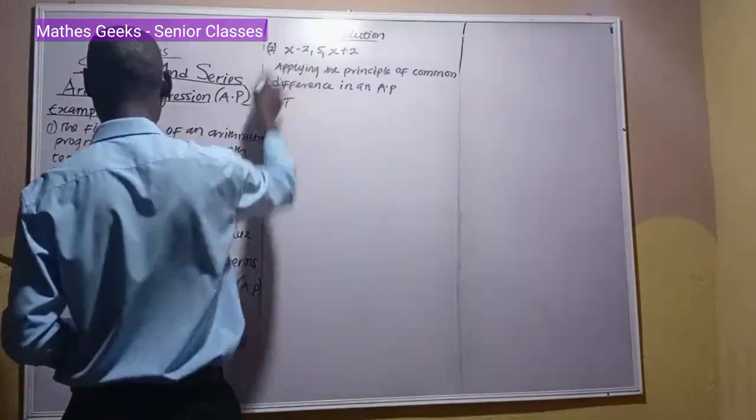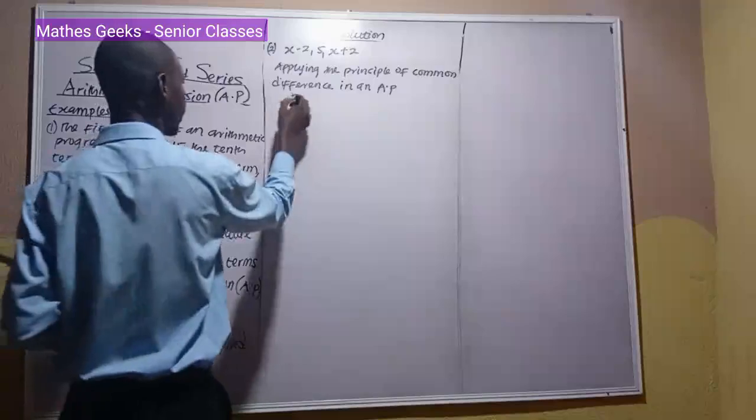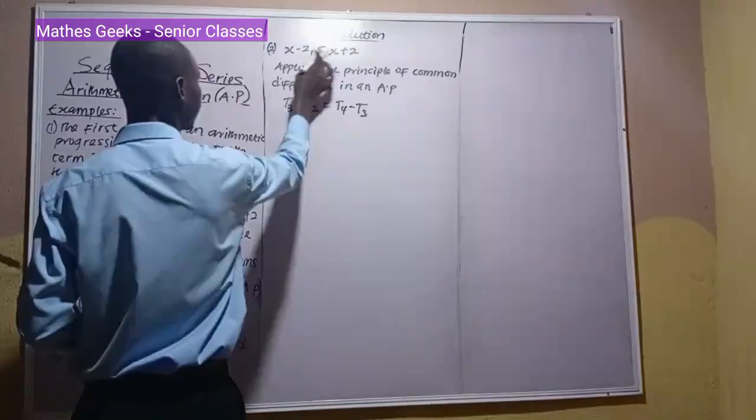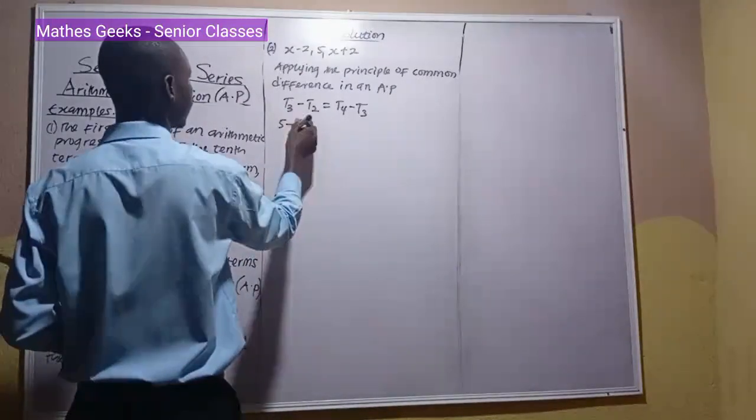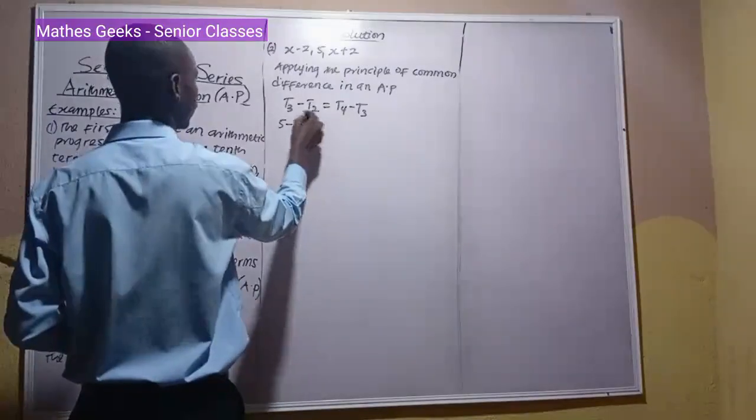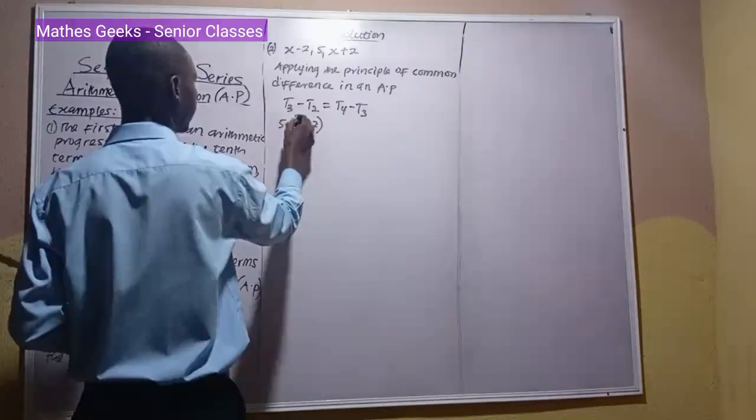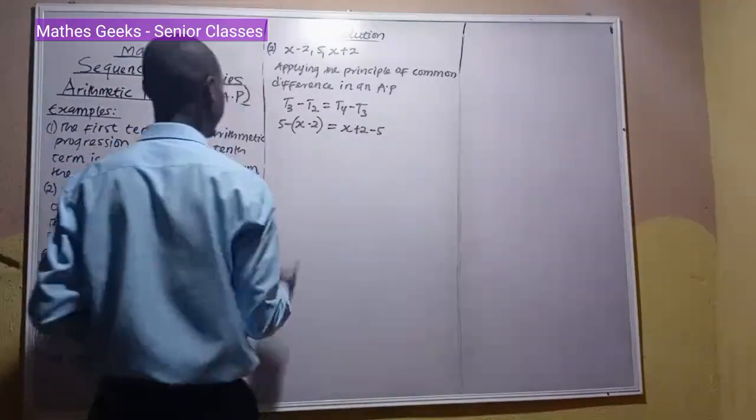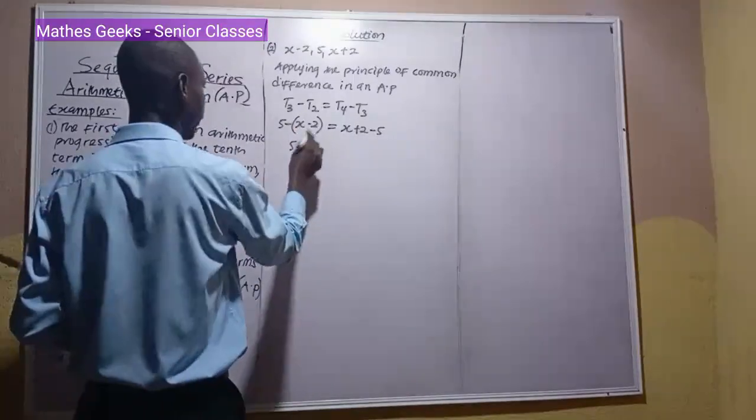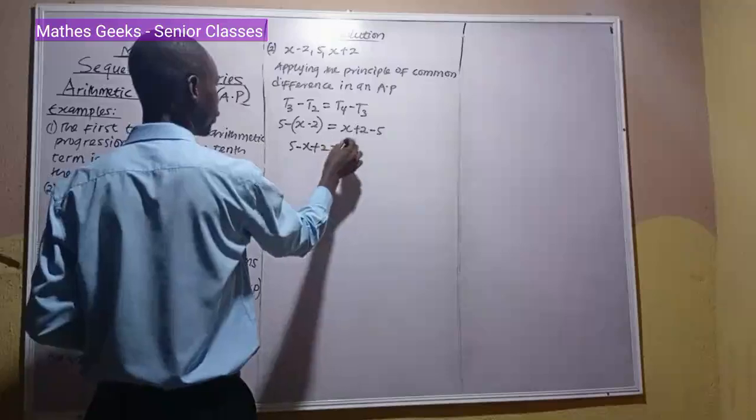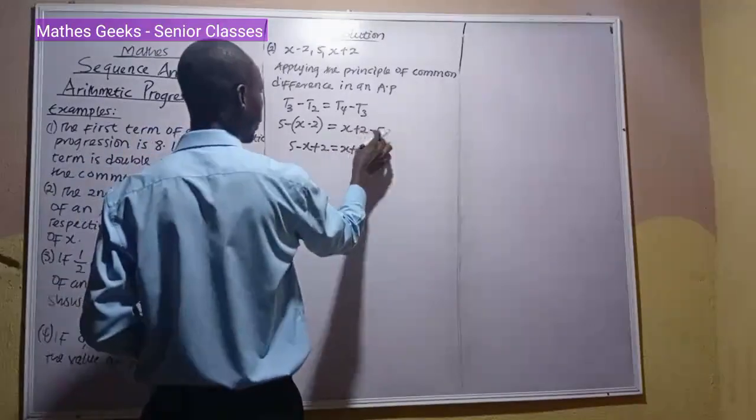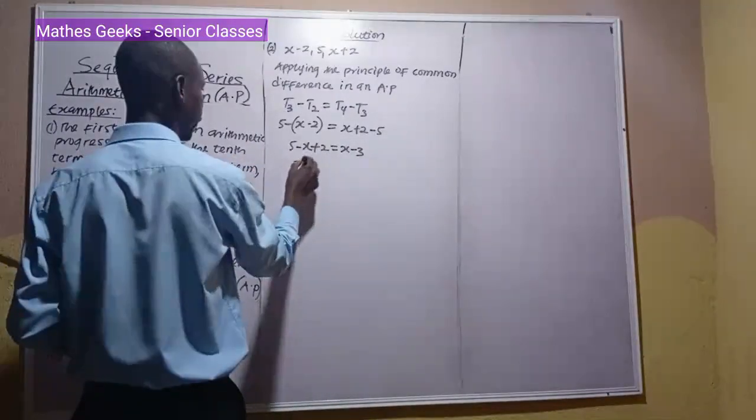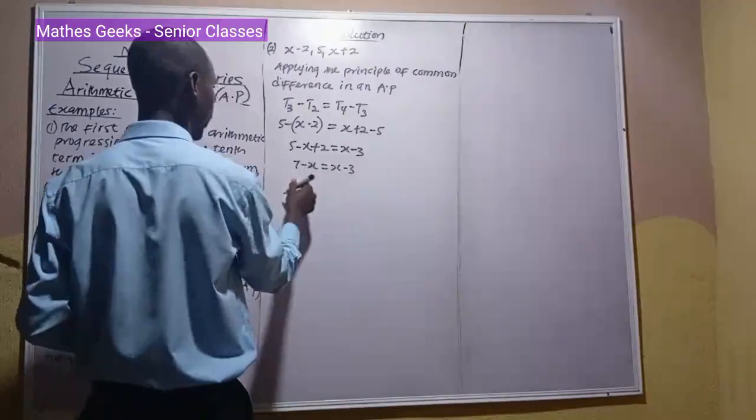Since the question says the second, third, and fourth terms, that means T3 minus T2 is equal to T4 minus T3. So T3 is 5 minus T2, which is x minus 2, so 5 minus (x minus 2). T4 is x plus 2 minus 5. Minus times x gives minus x, minus times minus 2 gives plus 2. x plus 2 minus 5 gives us minus 3. So 5 plus 2 gives us 7 minus x equals x minus 3.